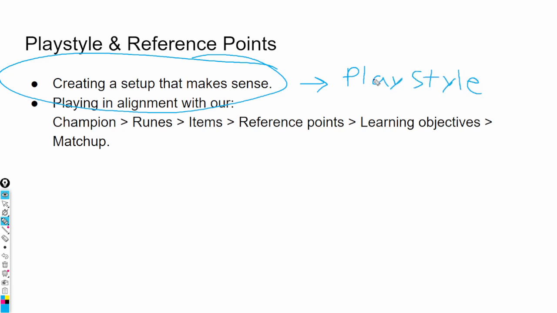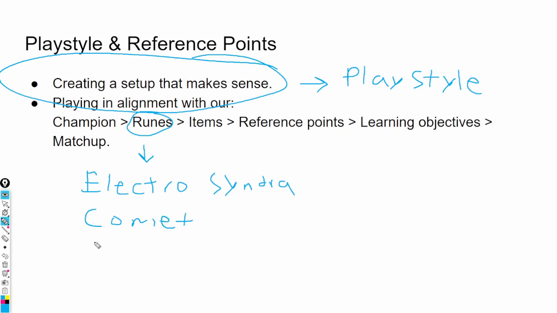So if we're playing an Electrocute champion, runes really do define the playstyle, right? If we're playing Electrocute Syndra, we're going to be playing the game differently than how we would play if we went Comet. And how we play with Comet is going to look different than how we play with Aery, which will look different depending on if we went First Strike.